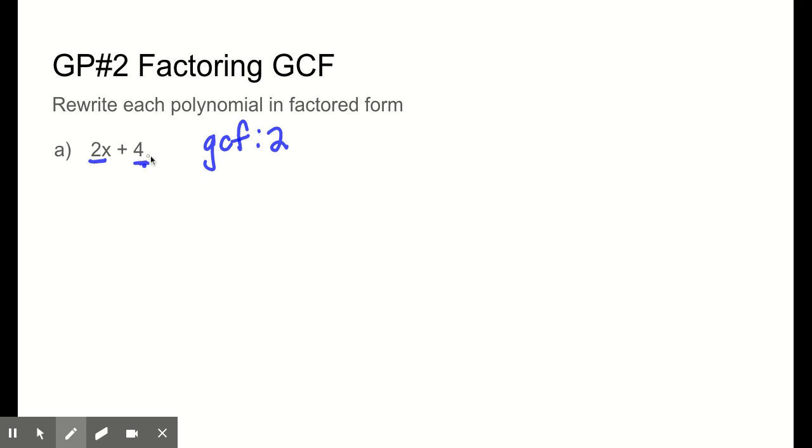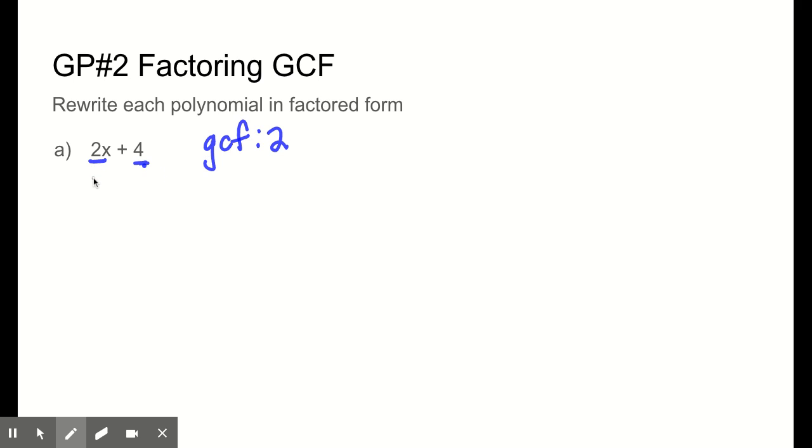Now with the variables, notice that the 4 does not contain an x, and you're only going to include a variable in your GCF if all of the terms in your polynomial contain a variable. So in this case, our greatest common factor does not include an x, it's just going to be the number 2. So what we're going to do is we're going to factor that 2 out of our polynomial.